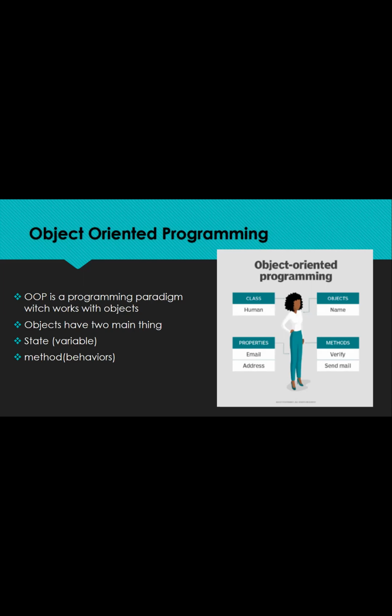Okay, objects have two main things. It has two main things. One is what we can call variables or behaviors, or we can call it state or method. Am I clear? So you better take down these things.